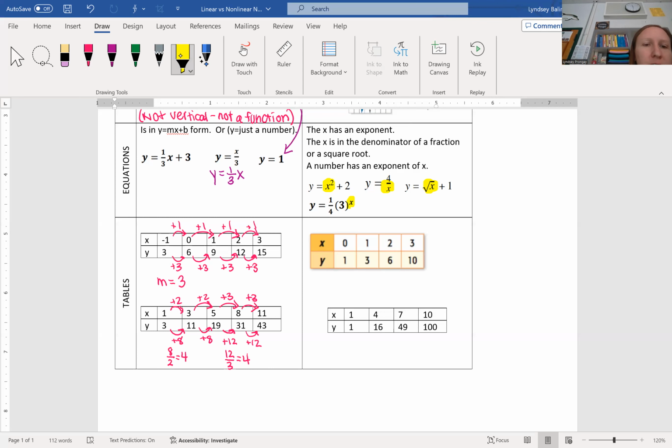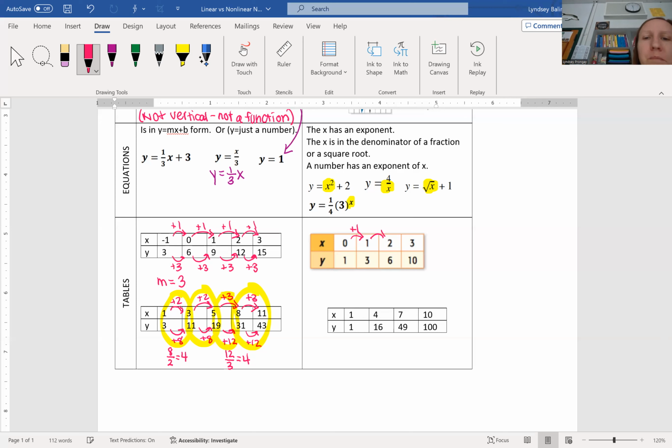So something like this, you're going to set this up as your fractions and make sure they're all equal. In this case, they all equaled 4, so we were good. It's a constant rate of change. Okay, let's look at our nonlinear tables.